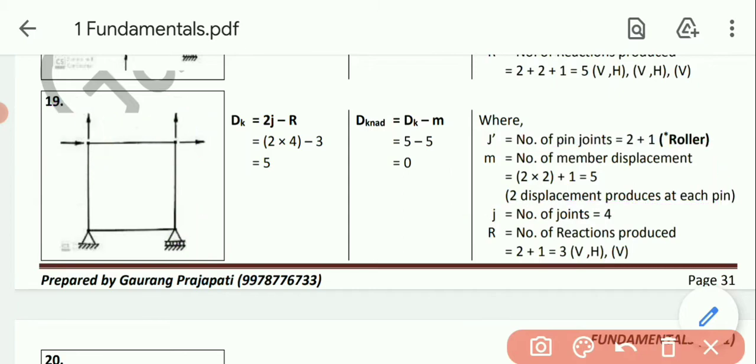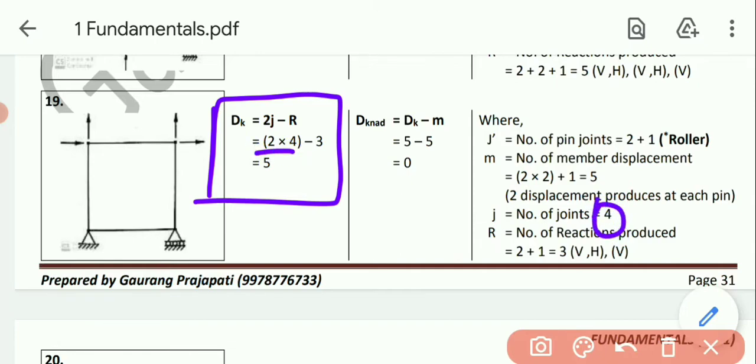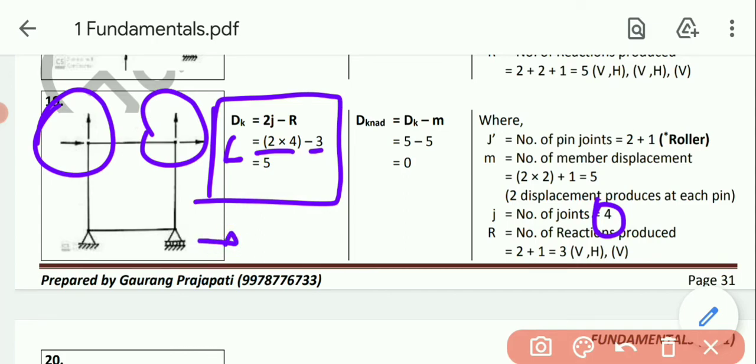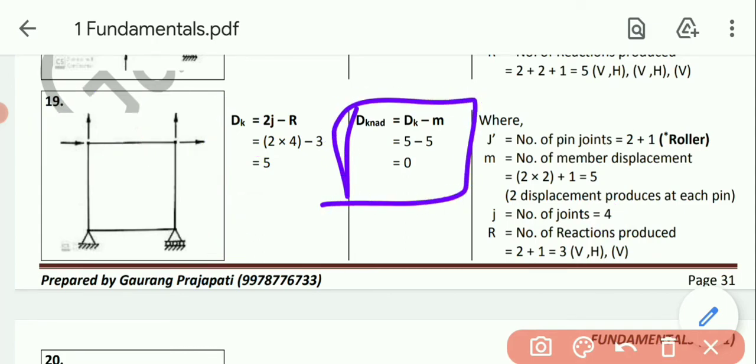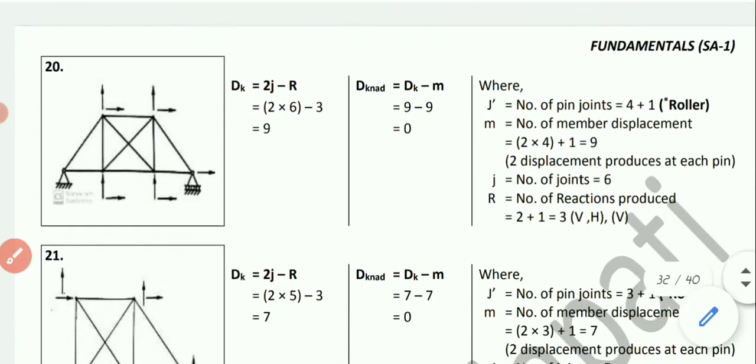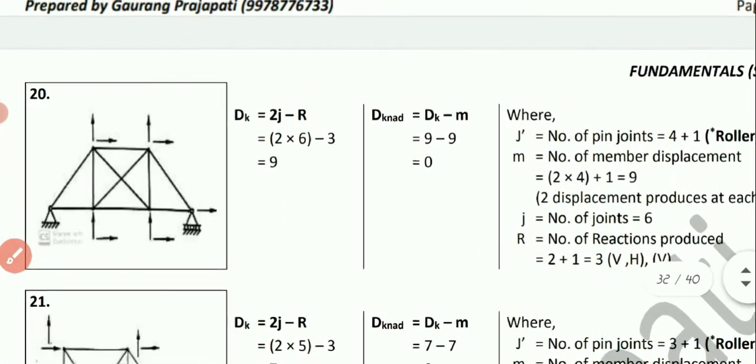Clear? As we have got all the unknowns, that's all the sum. Twice J minus R, J is 4, so 2 times 4 minus R, that is 3. So our answer is 8 minus 3, that is 5. 2 2 and 1, so answer is 5. Dk minus M, Dk is 5, M is 5, so answer is 0. Clear? Similarly, next example.